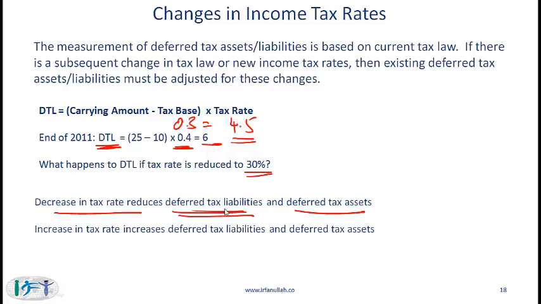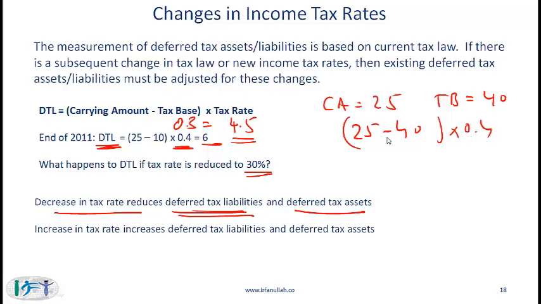With deferred tax assets, the way you can think of it is as follows. You have a deferred tax asset if, for example, the carrying amount is less than the tax base. If we have a carrying amount which is equal to 25 and a tax base which is equal to 40, then essentially you will have the following: 25 minus 40 into 0.4. This gives a minus number. A minus number would mean that we have a deferred tax asset. If we multiply instead by 0.3, which is the lower tax rate, then in absolute terms we will have a smaller number. That is the mathematical way of looking at it.